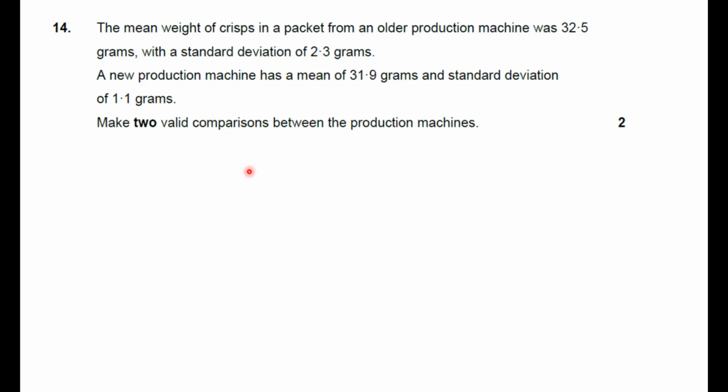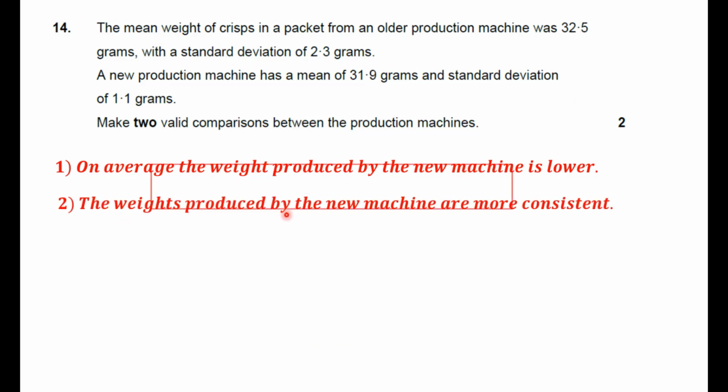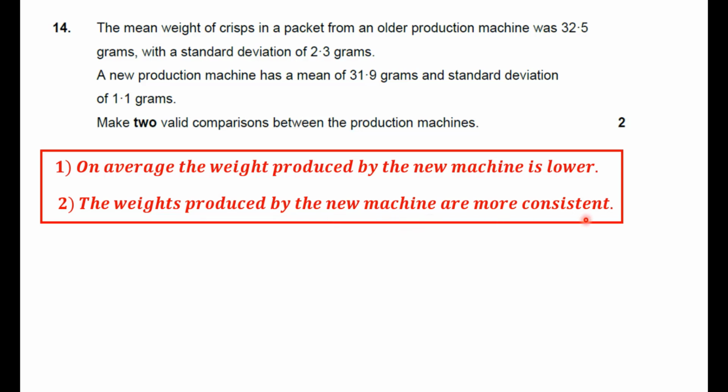Here are the 2 comparisons. On average, the weight produced by the new machine is lower because 31.9 is lower than 32.5. And the second thing we can say is the weights produced by the new machine are more consistent because the standard deviation is much smaller. It's 1.1 compared to 2.3. Okay, number 15.